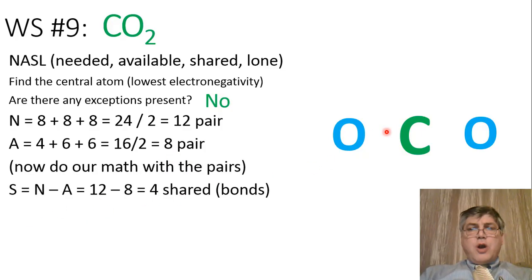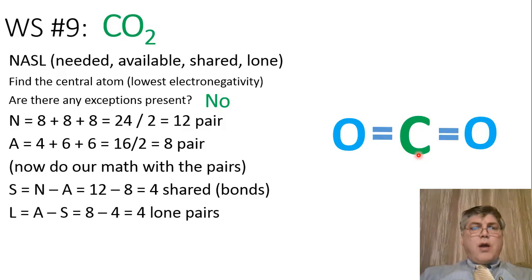We have 4 shared pairs, so we'll put in one between carbon and each oxygen, so there's two, but we still need to put two more bonds in. So we'll spread them out between the other surrounding atoms. So now we have a double bond on each side between carbon and oxygen. Now we'll look at our lone pairs. If we have 8 pair available and 4 shared pair, 8 minus 4 is 4. So we have 4 lone pairs to spread out around the atoms in the molecule.